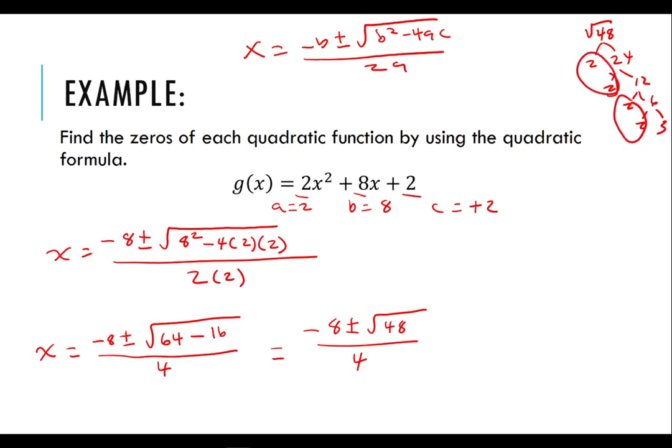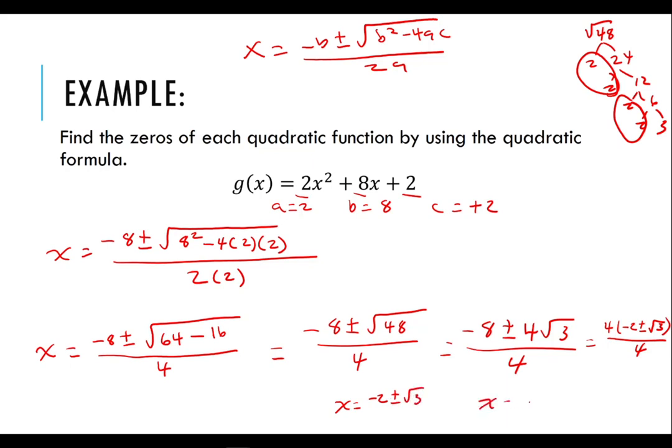That's 2 times 2 root 3. So this is negative 8 plus or minus 4 root 3, all divided by 4. At this point, we do need to reduce it as much as possible. Notice that there's a greatest common factor of 4 in the numerator. So that's the same thing as 4 times negative 2 plus or minus square root of 3, all divided by 4. 4 divided by 4 is 1. And so I now get that x is really negative 2 plus or minus square root 3, which could also be written as x is equal to negative 2 plus root 3, negative 2 minus root 3.